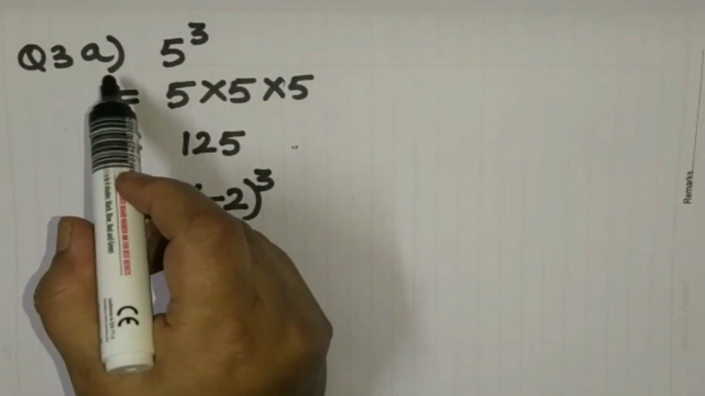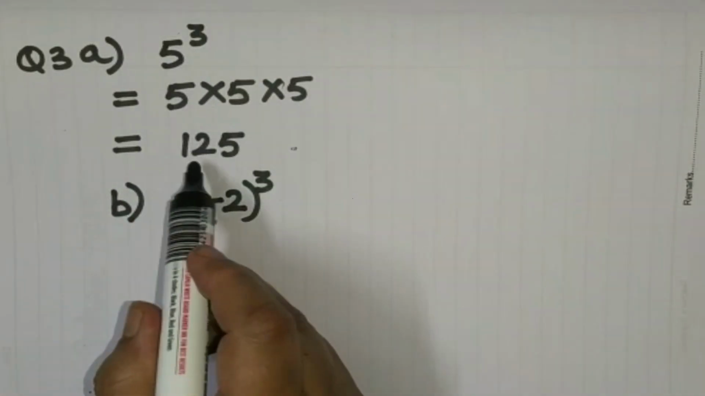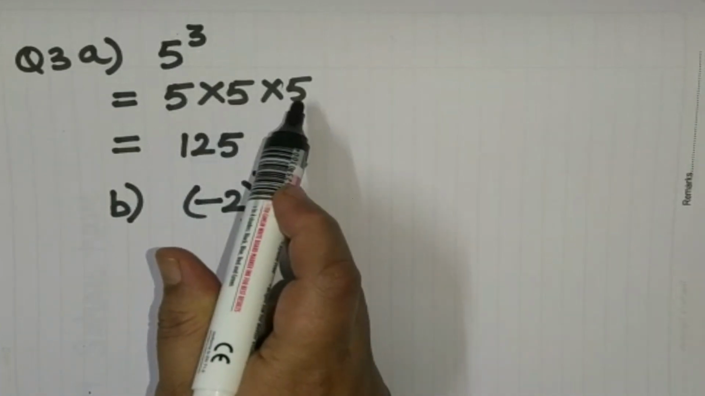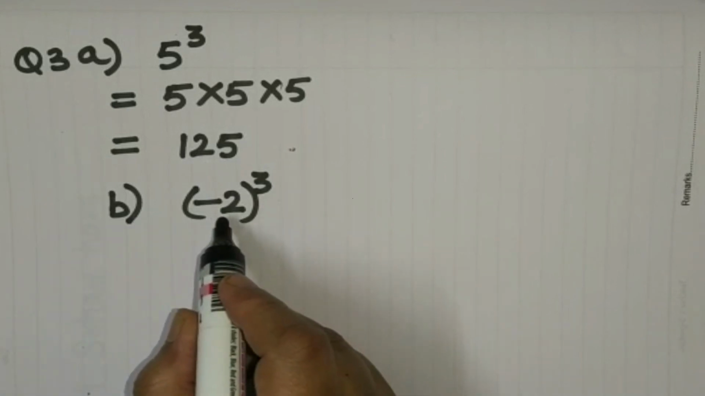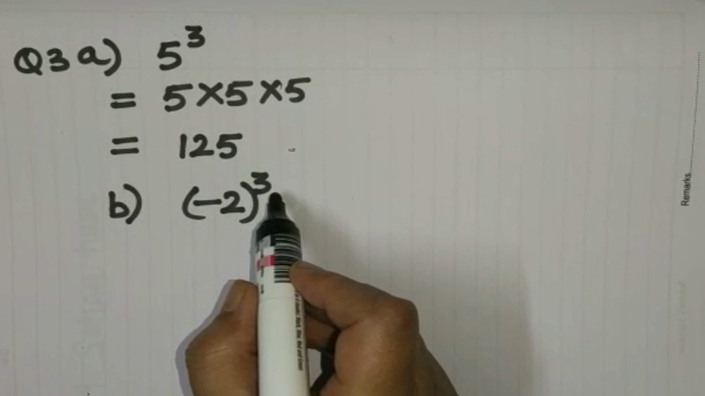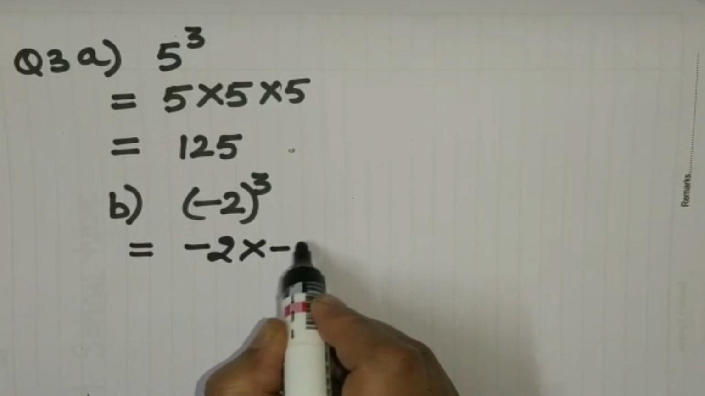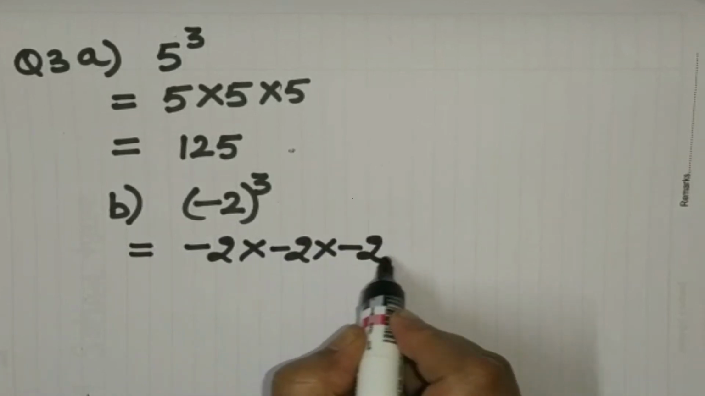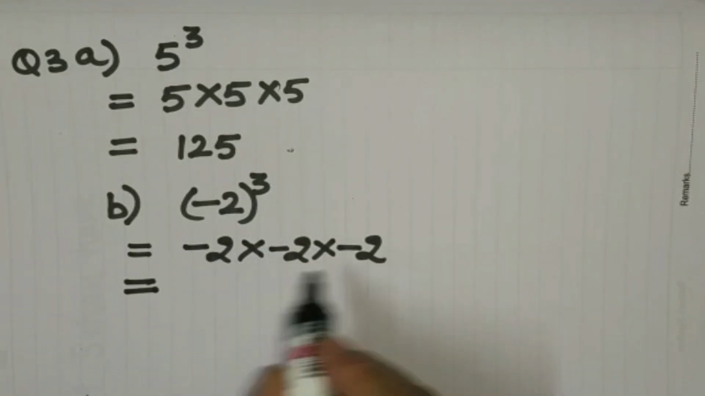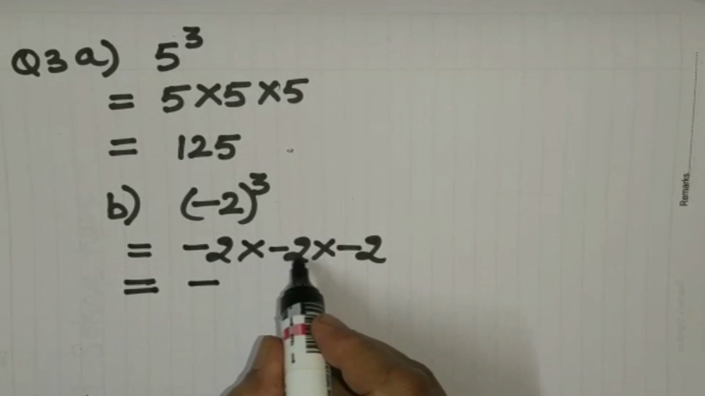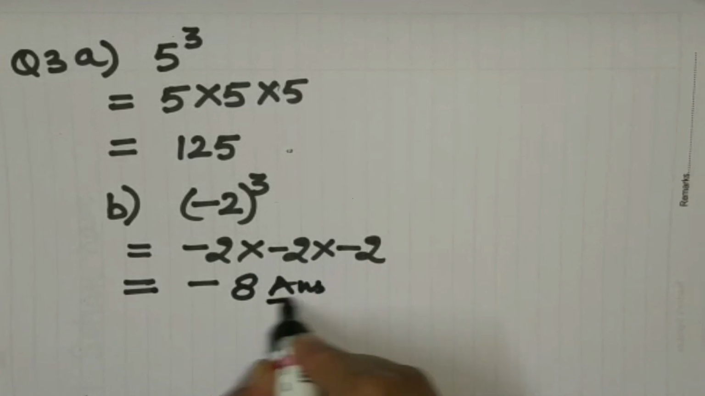Question number 3, A part. 5 raised to power 3. It means 5 multiplied 3 times and answer is 5 5s are 25 and 25 5s are 125. And B part, base is negative and their power is odd number. So minus 2 multiplied 3 times, and because power is odd number, the product will be negative. 2 2s are 4, 2 4s are 8. It is the answer.